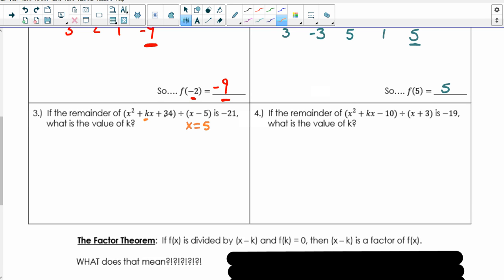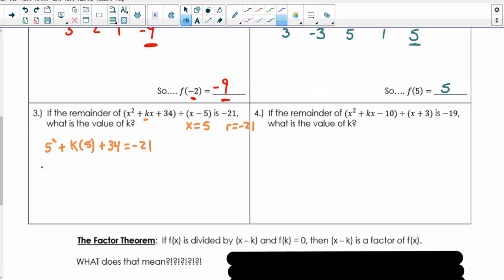If it's telling me that the remainder of this divided by this is 21, this is telling me that my remainder is negative 21. So what I can do is set up my equation. x is 5, so instead of x squared, I'm going to say 5 squared plus k times 5 plus 34 equals, and again, when I'm substituting that in, I'm going to get my remainder, which is negative 21. And notice that I've created an equation where I've substituted my x value, 5, into my equation, set it equal to my remainder, and now I have one unknown.